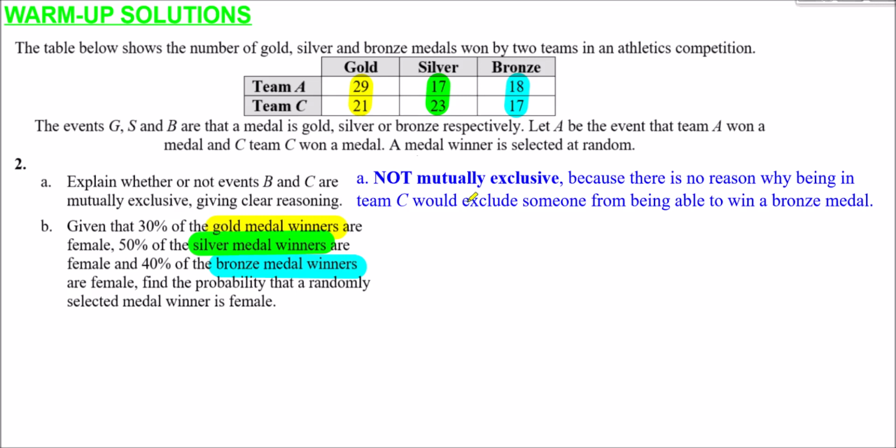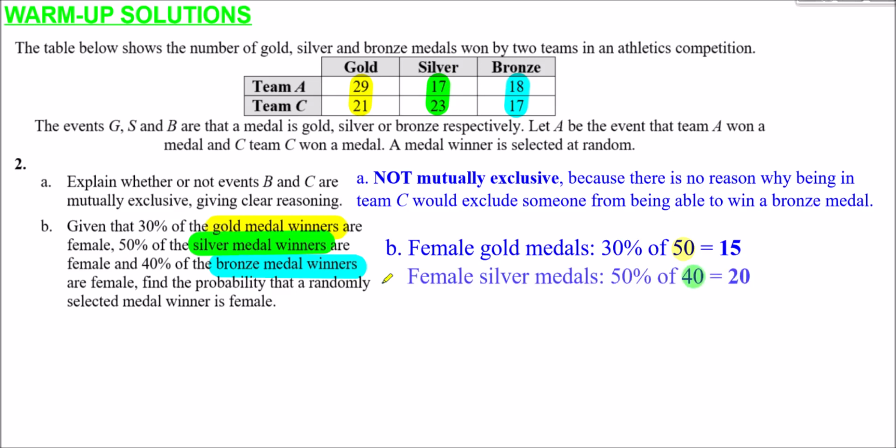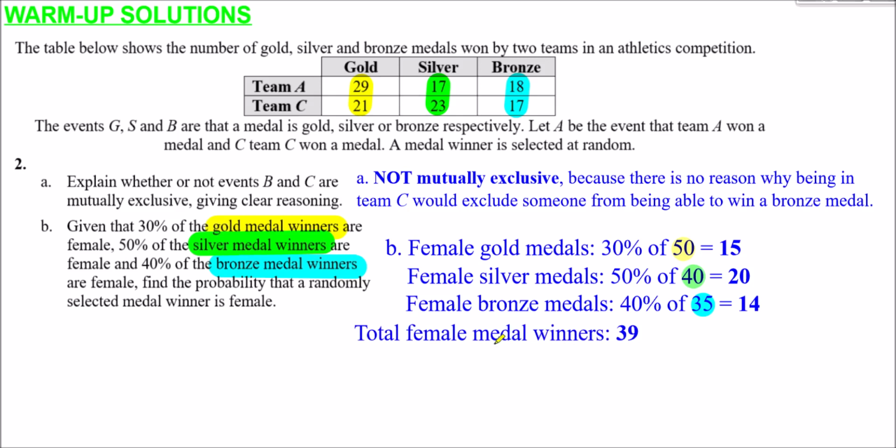So just for the gold medal winners, we need to calculate 30% of a total of 50. So 30% of 50 is 15. So there's 15 female gold medalists. For the silver medals, this totals 40, and we want 50% of 40, half of 40, which of course is 20. So therefore there's 20 female silver medalists. Finally for the bronze, same idea, 40% of 35, and 40% of 35 gives us 14. So in grand total, the total female medal winners is 39.